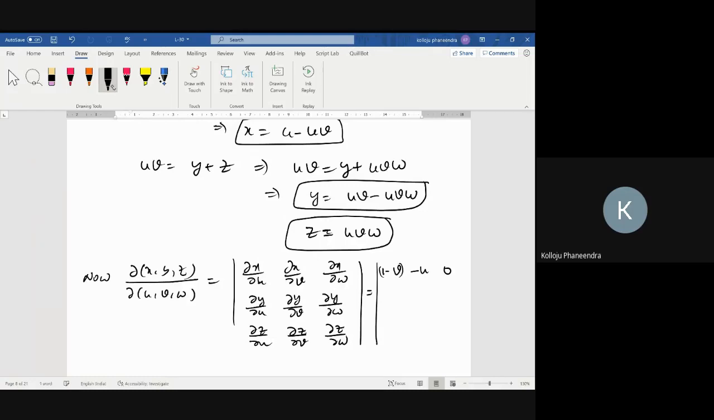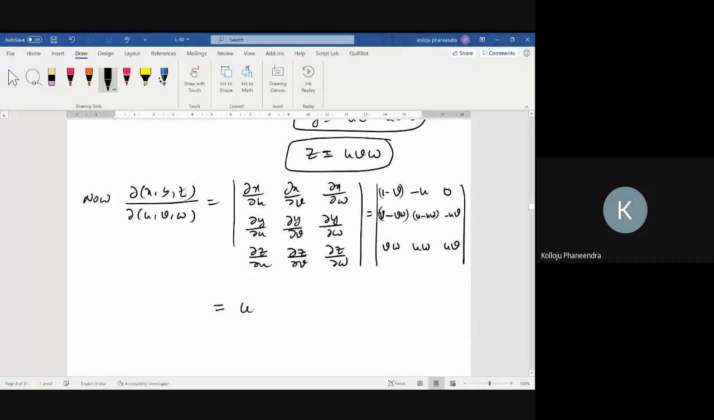Next, dou y by dou u, v minus vw. Dou y by dou v, u minus uw. Dou y by dou w, minus uv. And next one, dou z by dou u, vw. This is uw and this is uv. Okay. And you simplify, what is the answer must be? What do you have to get? U square v. That's it. U square v.